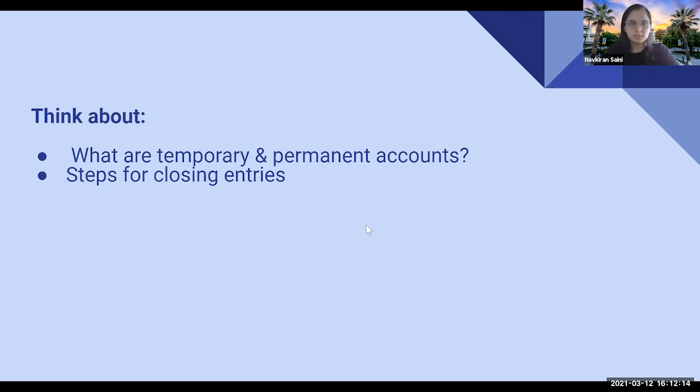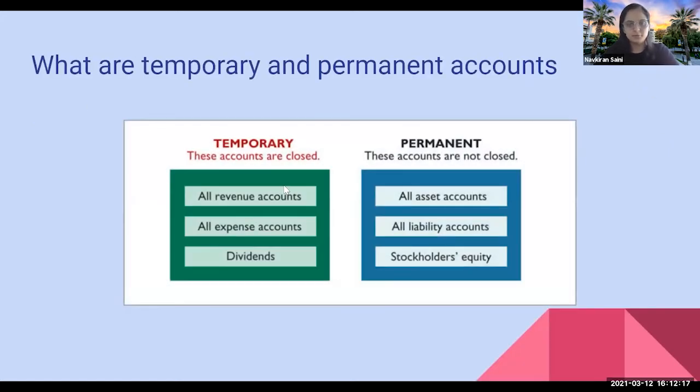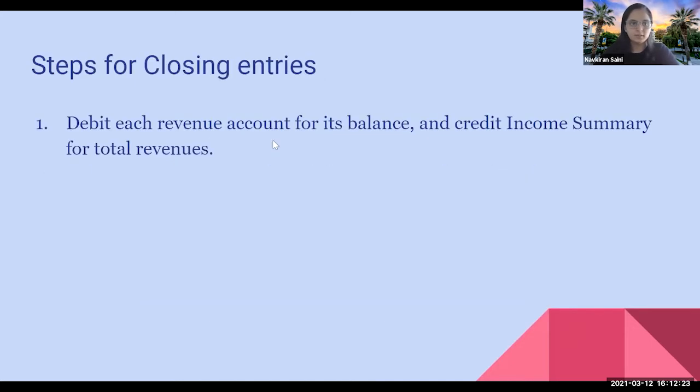So this is the slide for temporary and permanent accounts. Okay, the first step for closing entries is to debit each revenue account for its balance and credit income summary. The reason we debit revenue accounts is that revenues have a normal credit balance. In order to close them, we need to debit them, reversing that entry, and credit the income summary account, which is the account that we use to close the entries. It doesn't have any specific place in the accounting, but it is only used for the closing part of accounting.